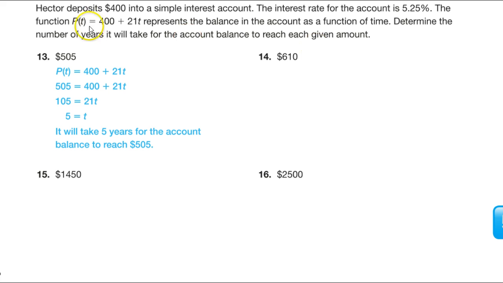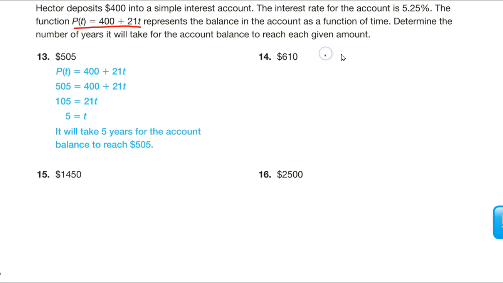We're using our function. They gave us this function already. So if you read it, Hector deposits $400 into a simple interest account. The interest rate for the account is 5.25%. The function P of t is equal to 400, or given to you right here. Represents the balance in the account as a function of time. Determine the number of years it will take for the account balance to reach each given amount.